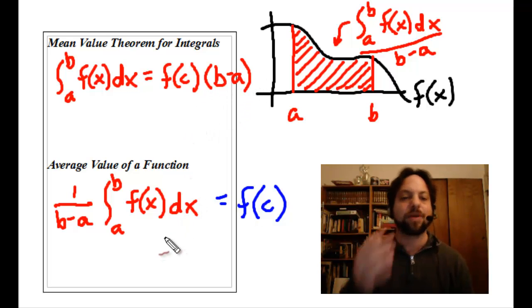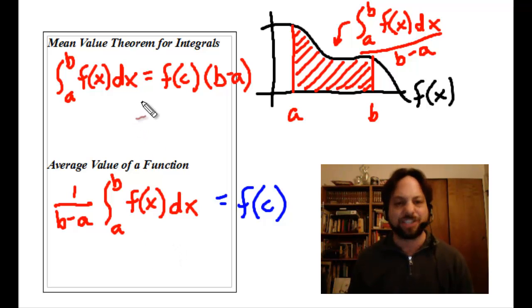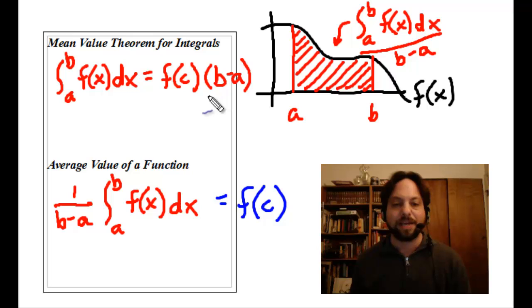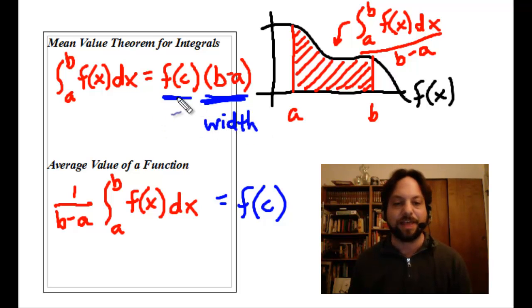Now, can you see how we can go from the average value up to the mean value theorem? I essentially just multiplied b minus a on both sides. And what does this tell me? Well, right here, this is the width of our interval, or the width of all the rectangles added together. This is going to be the height of our average rectangle.